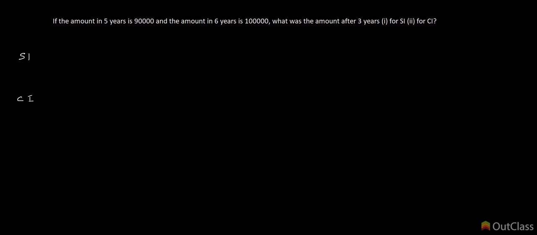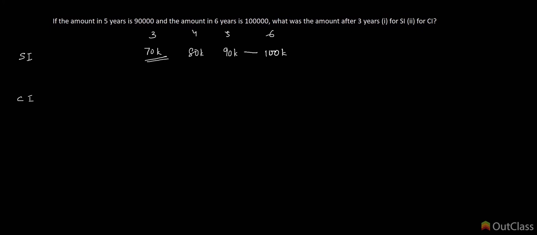Now, the reason I gave this was this is a good example of a question that can be solved easily using the progressions analogy. We do not need to find the rate, we do not need to find the principal. All you need to do is, if it was 100k after 6 years and it was 90k after 5 years, then because we have an AP, it should have been 80k after 4 years and it should have been 70k after 3 years, and that's your answer.